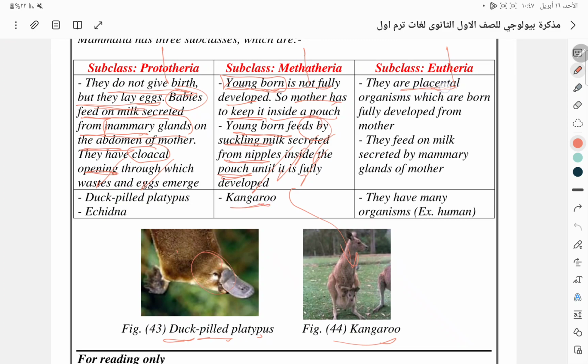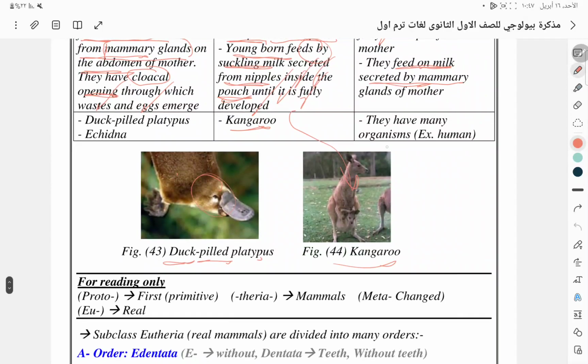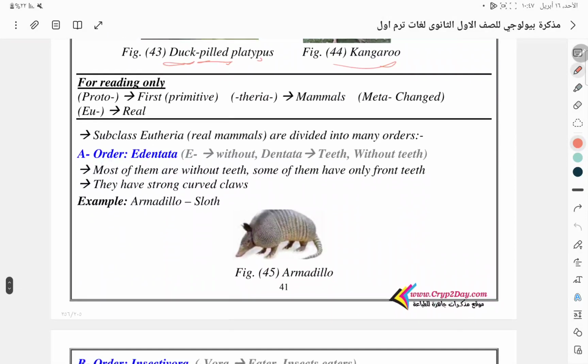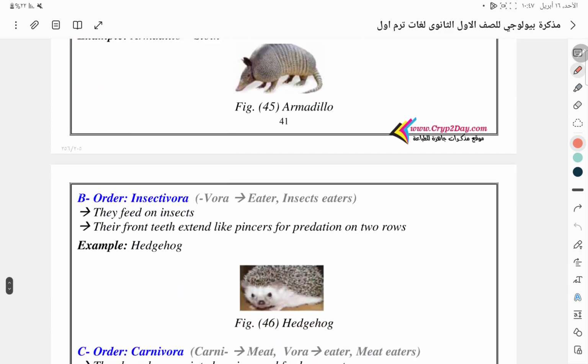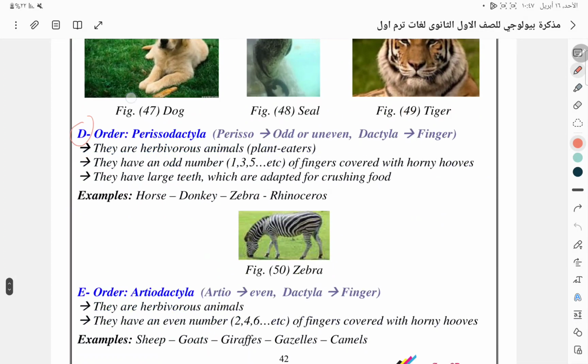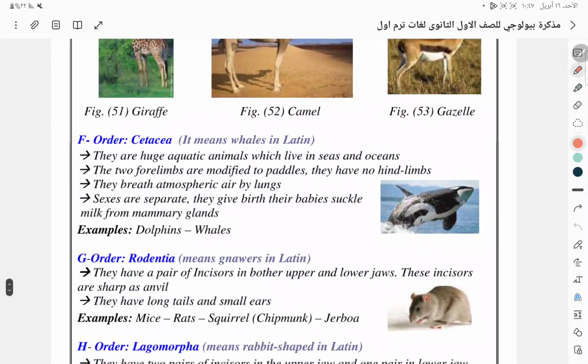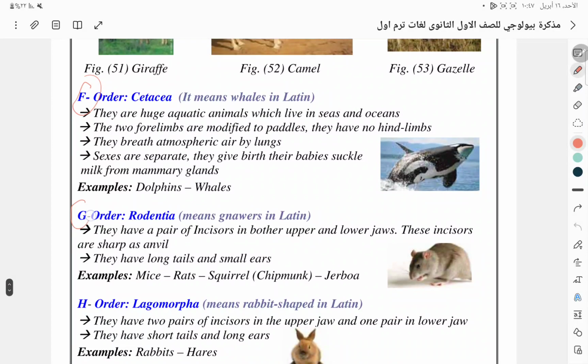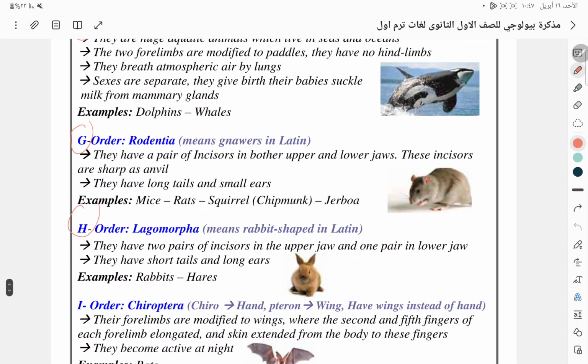Subclass Eutheria. They are placental organisms, which are born developed from the mother. They feed on milk secreted by mammary glands. Eutheria have many orders: Edentata, Insectivora, Carnivora, Perissodactyla, Artiodactyla, Cetacea, Rodentia, Lagomorpha.